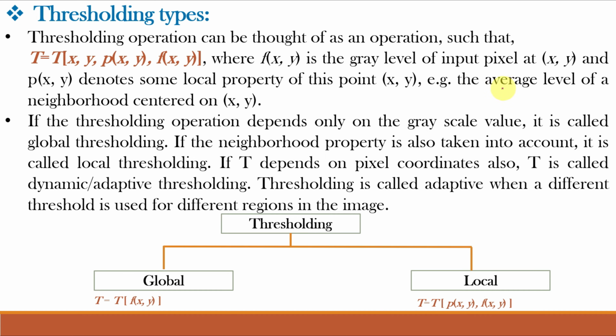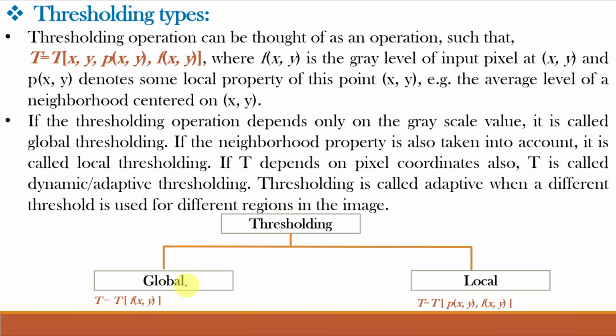For example, say the average level of the neighborhood centered on x, y. So from this equation, if the thresholding operation depends only on the grayscale value f of xy, then it is called global thresholding. If along with the gray level value f of xy, the neighborhood property p of xy is also taken into account, then it is called local thresholding. And if t depends on pixel coordinates also, then this local thresholding is called dynamic or adaptive thresholding. So thresholding is called adaptive when a different threshold is used for different regions in the image.